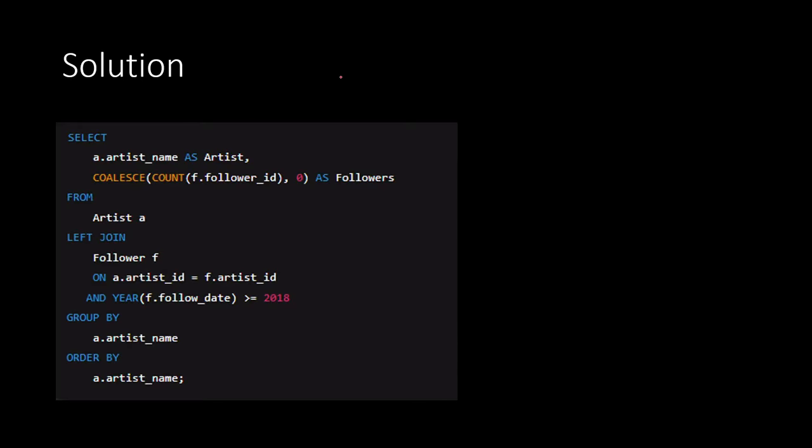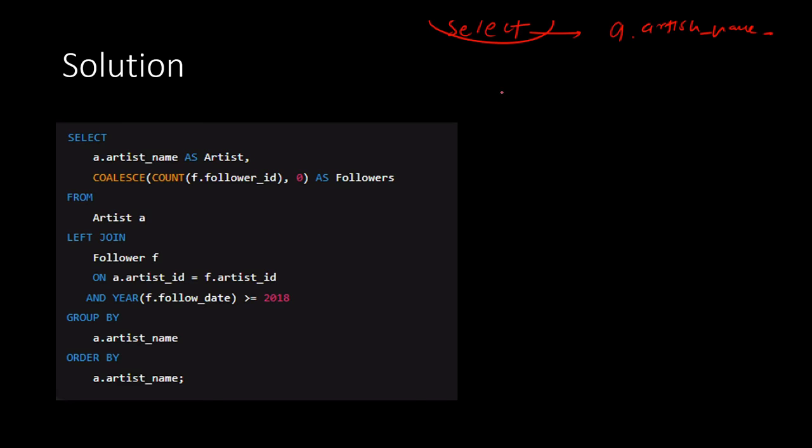As we know, first we will include everything we want to display in the select statement. What we want to display is the artist name, so first we will select a dot artist name. The second thing we want to display is the follower count, or followers.